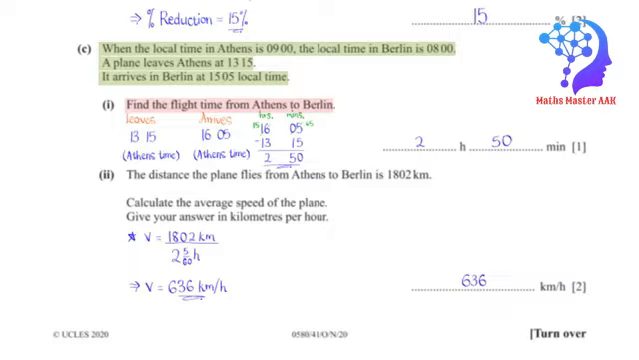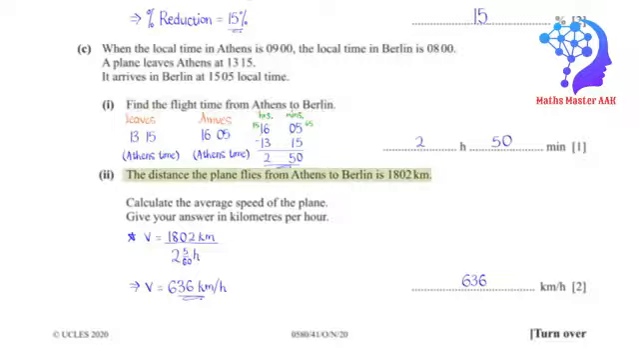So we know that the plane leaves Athens at 13:15 and it arrives in Berlin at 15:05. To be able to find an accurate flight time duration, we need to convert 15:05, which is the local time in Berlin, to the local time in Athens. And this gives us 16:05 because the local time in Athens is 1 hour ahead of the local time in Berlin. When we subtract 13:15 from 16:05, we have a flight time duration of 2 hours 50 minutes.